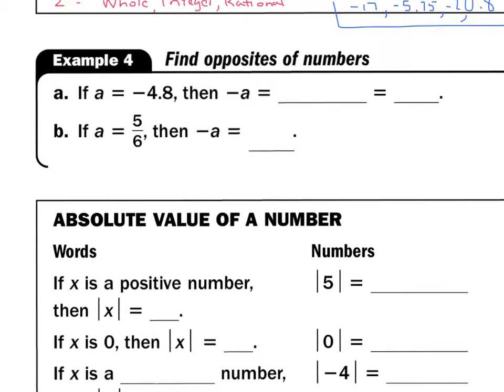In example 4, we're going to find opposites. If A is -4.8, we say its opposite is the negative of -4.8. Those negatives cancel each other out into a positive. So the opposite of -4.8 is a positive 4.8. And if we want to do B, A is 5/6. Negative A is its opposite, and that would make it -5/6.